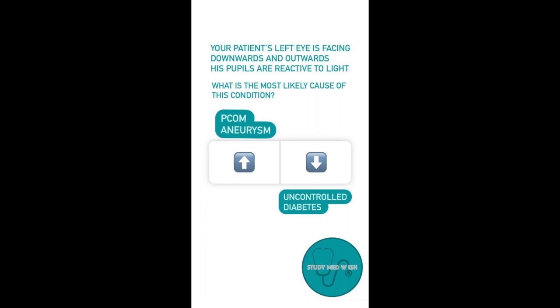Question number 3. A patient's left eye is facing downwards and outwards. His pupils are reactive to light. What is the most likely cause of this condition? Posterior communicating artery aneurysm or poorly controlled diabetes? The answer to this question is poorly controlled diabetes.